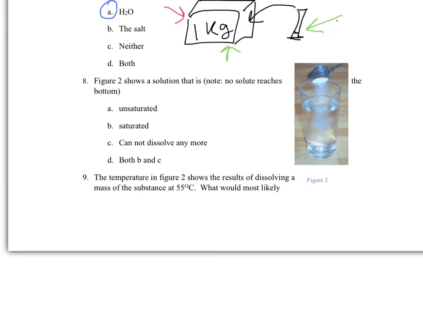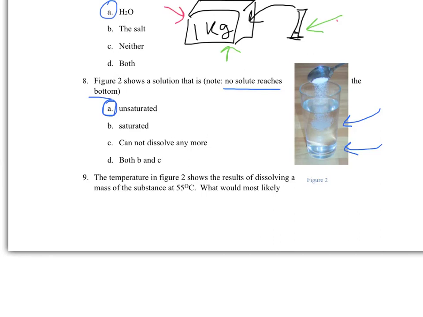So figure 2 shows a solution. If you take a look at it carefully, and in the particular photocopy I had this wasn't very clear, but I did put no solute reaches the bottom. You'll notice that the solute is not reaching the bottom, because it's being dissolved. So we're calling that an unsaturated solution because it's still accepting more solute. Remember that the more solute it accepts, the better.